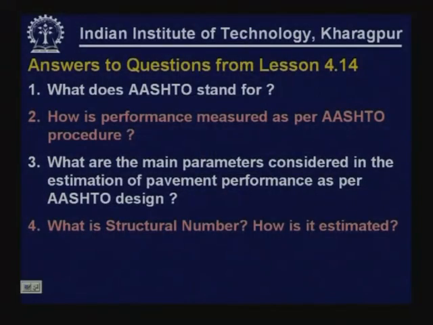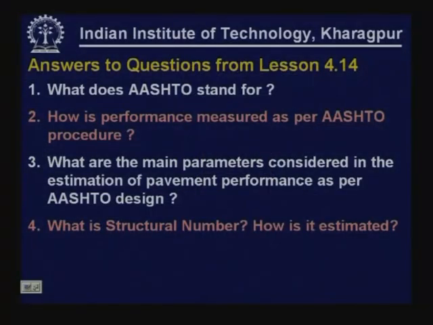What are the main parameters considered in the estimation of pavement performance as per AASHTO design? This is a question which refers to the AASHTO performance equation, which correlates the number of repetitions of standard axles, that is W18, that the pavement can serve satisfactorily. So, the parameters that are considered significantly are the resilient modulus value of the subgrade, loss in serviceability delta PSI, reliability factors and terminal serviceability index. These are the important parameters selected.